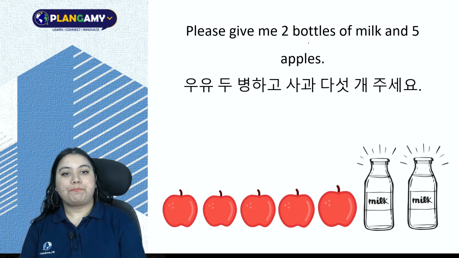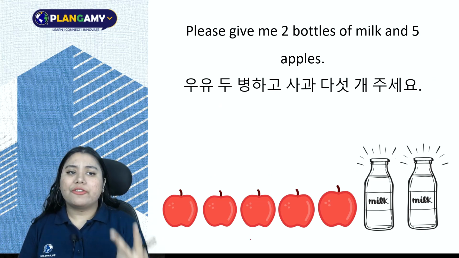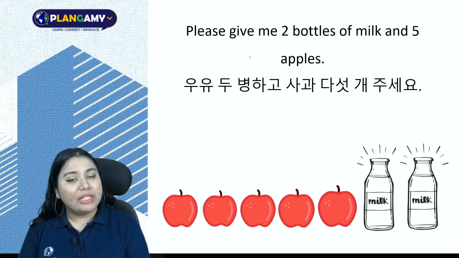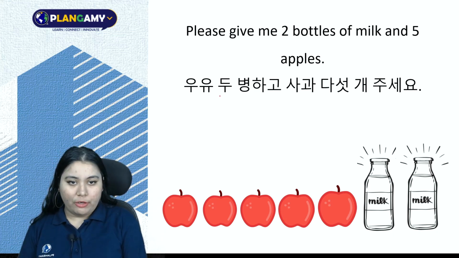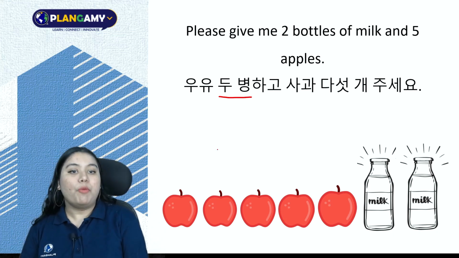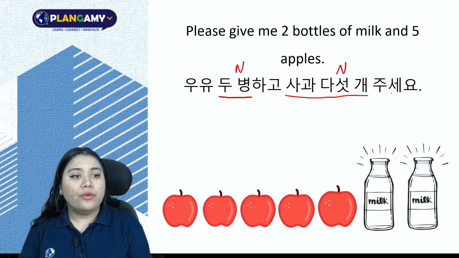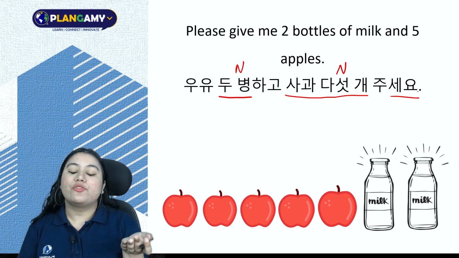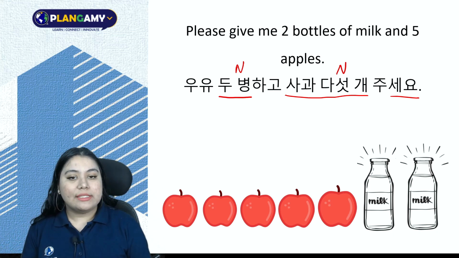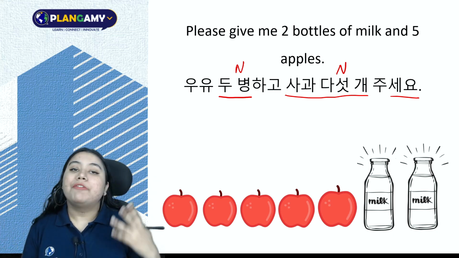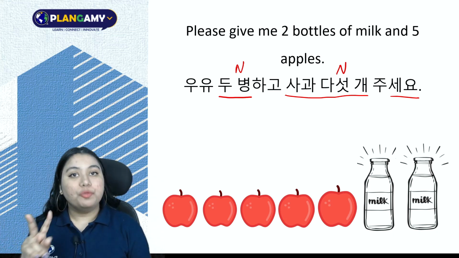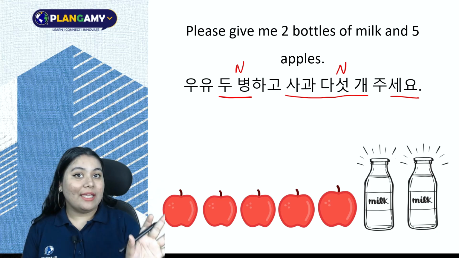Next one. Please give me 2 bottles of milk and 5 apples. Let's see. 2 bottles of milk. 우유 2병. 병 is used for bottles. 하고, again between 2 nouns. 사과 5개. 5 apples. So 주세요, please do something. So 주세요, please give me. So please give me 2 bottles of milk and 5 apples. 우유 2병하고 사과 5개 주세요.